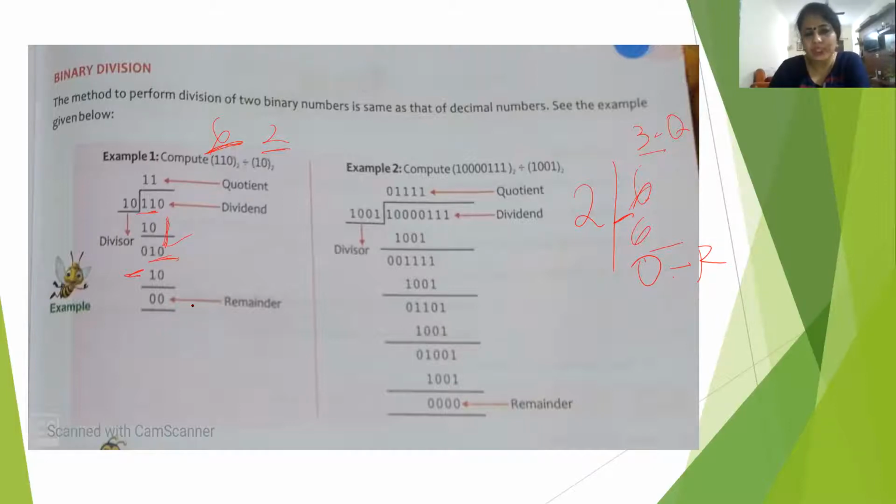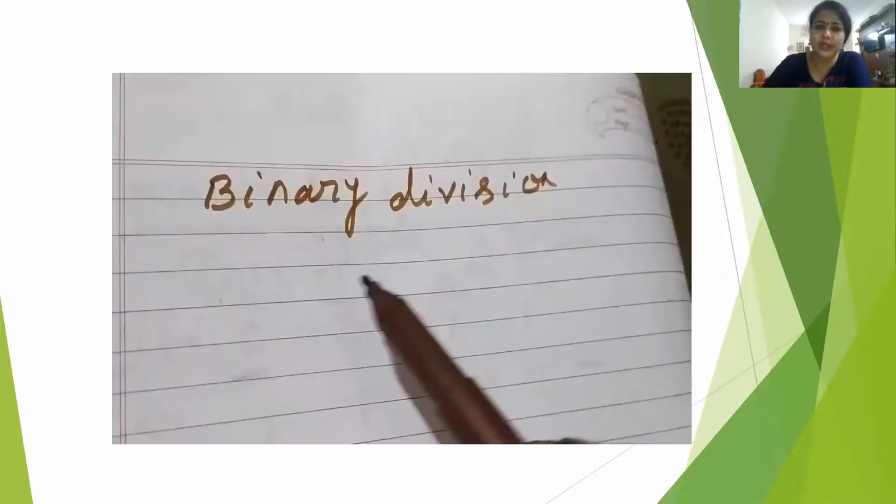Now this 11 value is nothing but 3. So it tallies, and it is correct. Now just look at the next number that I explained on paper. Just look at the video.